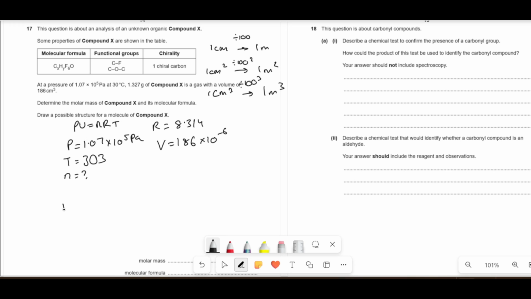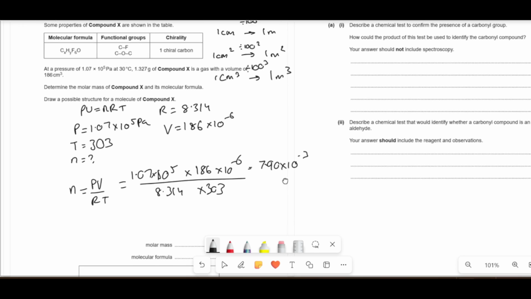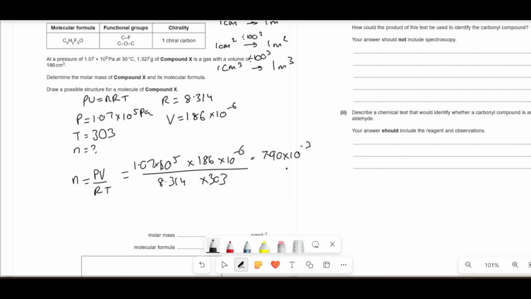So then if I rearrange the equation, I get n equals PV over RT, so that's going to equal pressure, 1.07 times 10 to the 5, times 186 times 10 to the minus 6, over RT, which is 8.314 times 303. If we do that, you get 7.90 times 10 to the minus 3 moles. Now, again, whenever you do calculations, you need to figure out, what am I actually going to do with this? Why have I worked this out? They've told us that we want to find the molar mass of this, so Mr equals mass over moles. That's why we worked it out. Well, that's why I did anyway. So then what we do is we do 1.327, because that's the mass of what we have, over 7.90 times 10 to the minus 3, and we get an Mr of 168.